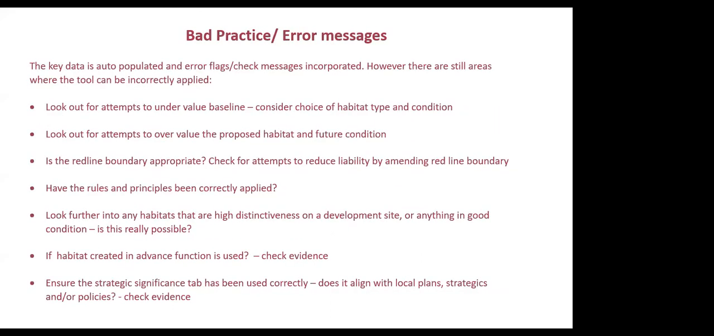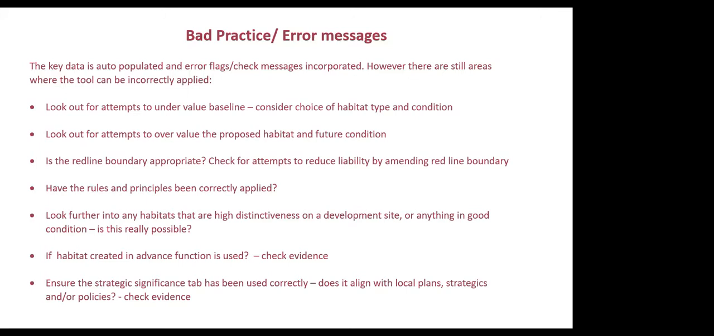And then the other thing to stress is there are a series of error messages within the tool, a series of checks and balances to try and make sure where possible that the tool flags where things are not as they seem, or where certain functions are being used, like the advanced habitat creation function. It flags to check for evidence that the habitat's actually been created in advance before developers are using that function. But that said, the tool can only go so far in minimizing the risk of inappropriate use.